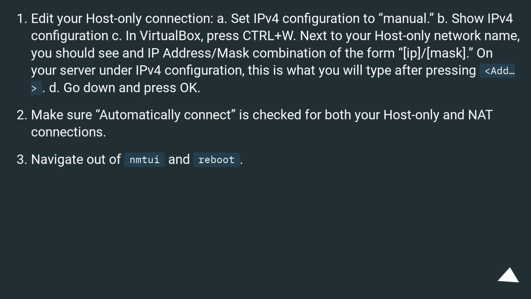Edit your host-only connection. A. Set IPv4 configuration to manual. B. Show IPv4 configuration. C. In VirtualBox, press Ctrl+W. Next to your host-only network name, you should see an IP address/mask combination of the form IP/mask. On your server under IPv4 configuration, this is what you will type after pressing Add. D. Go down and press OK. Make sure Automatically Connect is checked for both your host-only and NAT connections. Navigate out of nmtui and reboot.